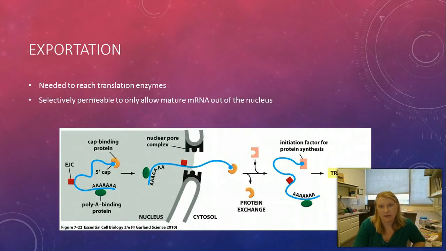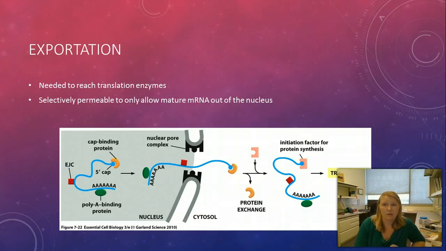So now that we've totally processed our mRNA, we put on the 5' cap, we've put on the poly A tail, and we've done our splicing, we're ready for exportation from the nucleus. Remember, this is a controlled process. It's not something that should just happen all the time, because otherwise we're going to have a ton of extra proteins being made in the cell.